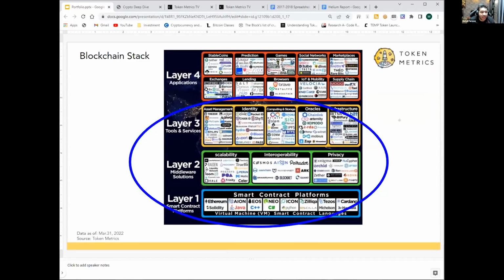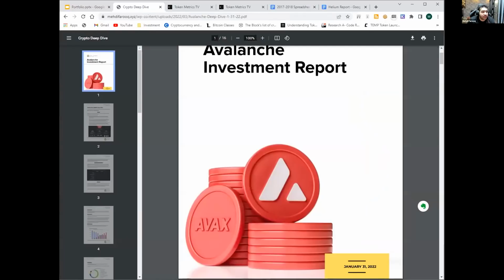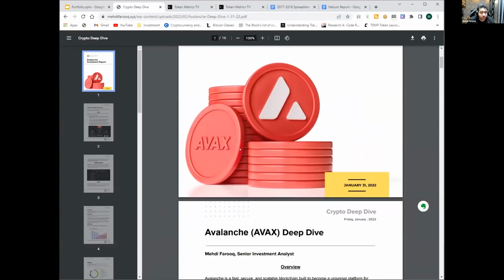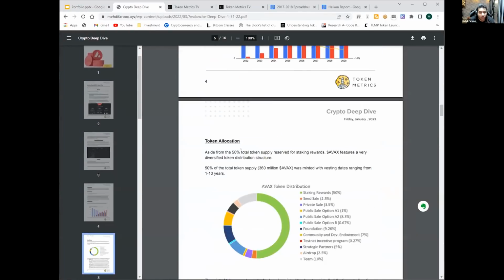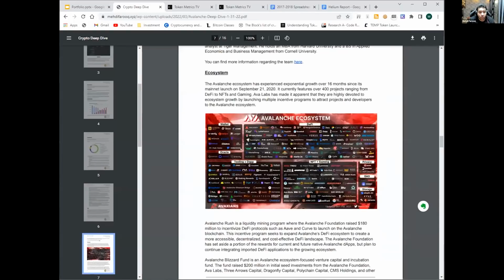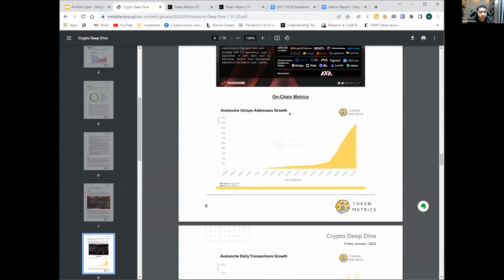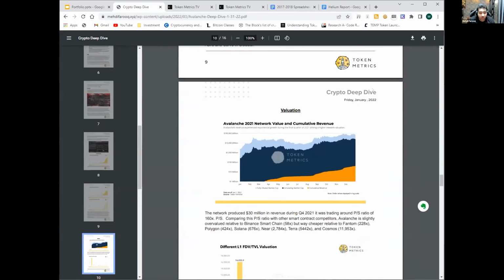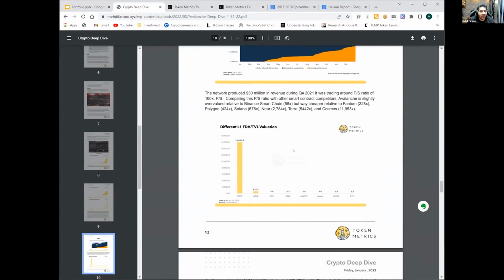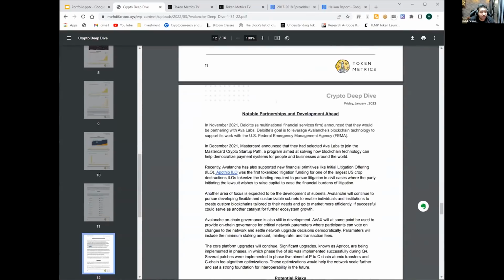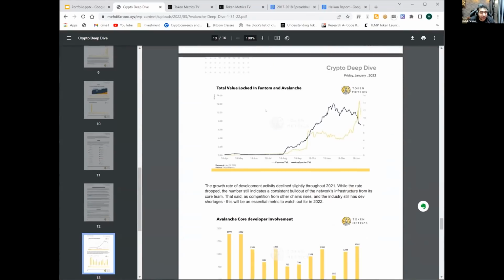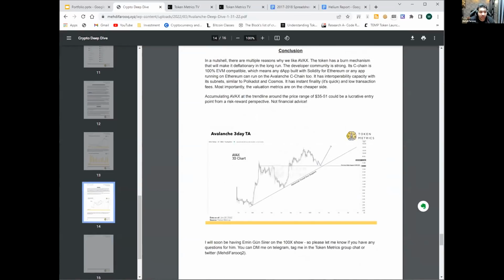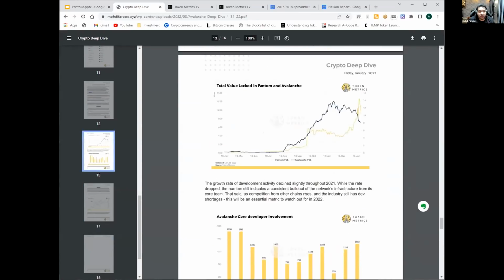So at Token Metrics, we help you identify the next infrastructure projects. I'll give you an example. We recently did a deep dive on Avalanche. It was a thorough deep dive. We covered everything on why this is the infrastructure project to own long term. We also did multiple on-chain metrics, valuation from different angles, showed you the investors and partnerships, highlighted the risks, and also the TA. So we comprehensively told you why Avalanche is good.